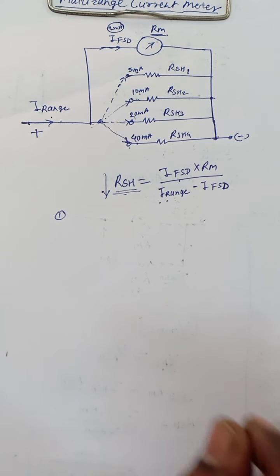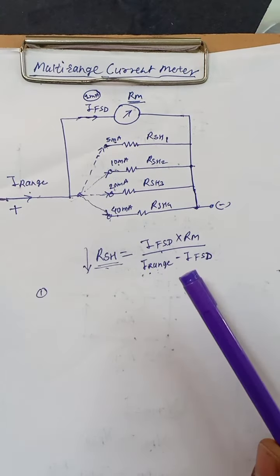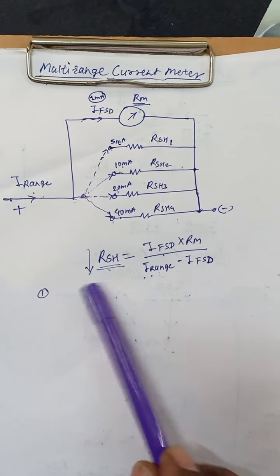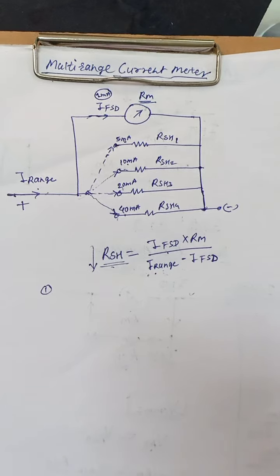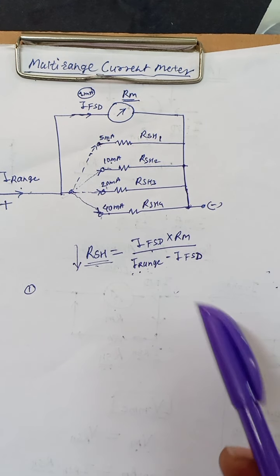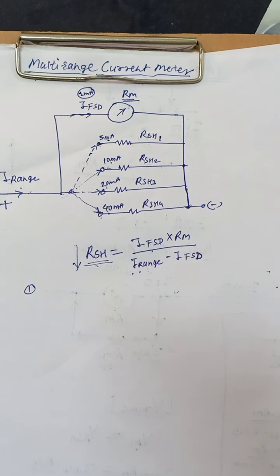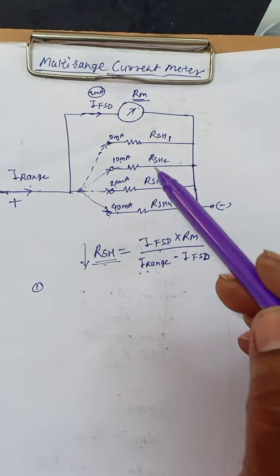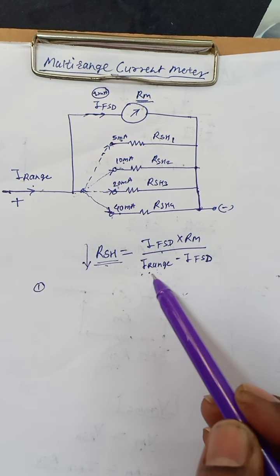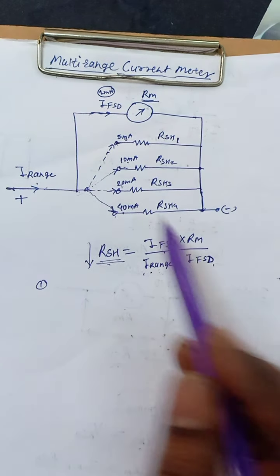Hello, good morning. Last time we saw the multi-range current meter, but because of some problem the video was stopped. So let us see again how this multi-range current meter works. We are designing the shunt resistors RSH1, RSH2, RSH3, and RSH4 by using this formula for different ranges.